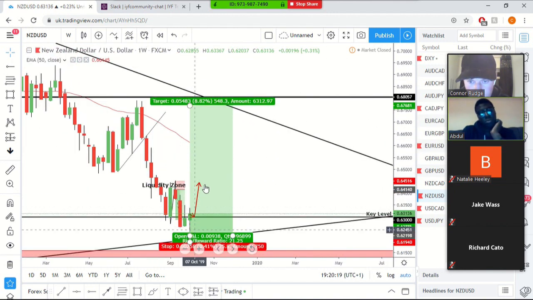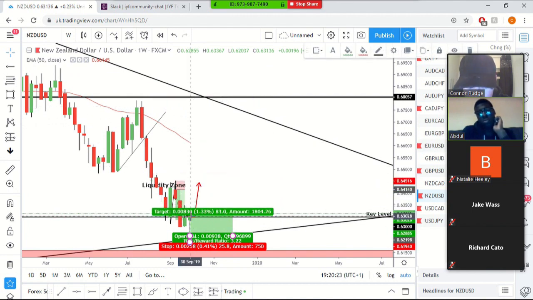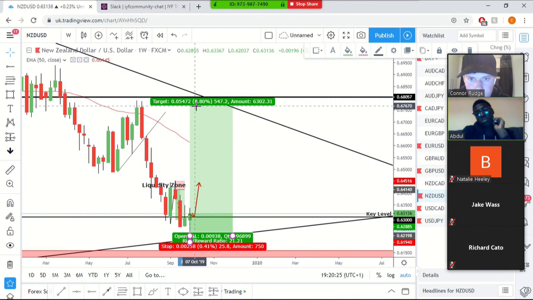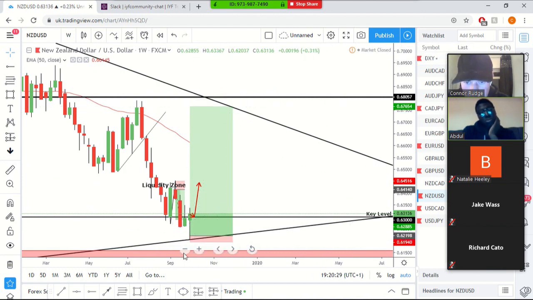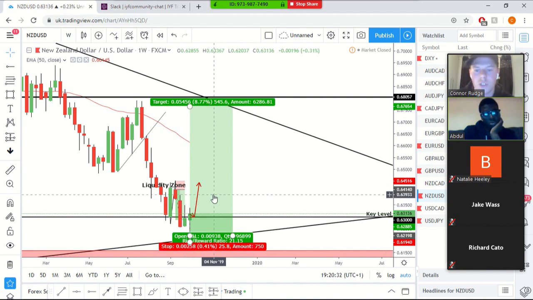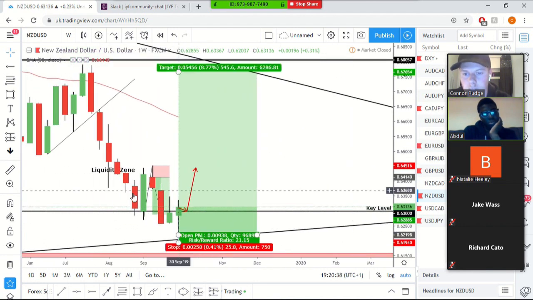So at the moment we're running around about 80 pips, but we have quite a big take profit of 545. As you can see, we only had a tight stop loss, which is important because it allows our risk to reward to be 21, which is sort of a major level, but as we have so much potential here, there's no reason why we can't aim high.